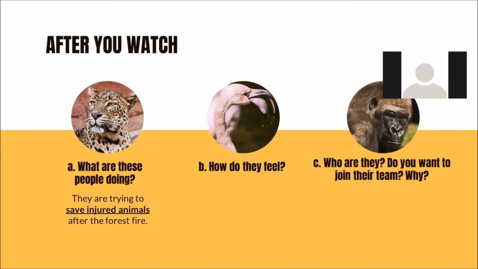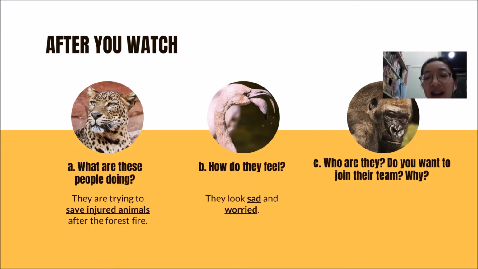They look sad and worried. Yes, spot on. They look sad and really, really worried. They are worried for the future of the animals in this area. All right. And can you tell me who they are? And do you want to join the team? They are volunteers who are working to overcome the terrible consequences of the forest fire in Australia.